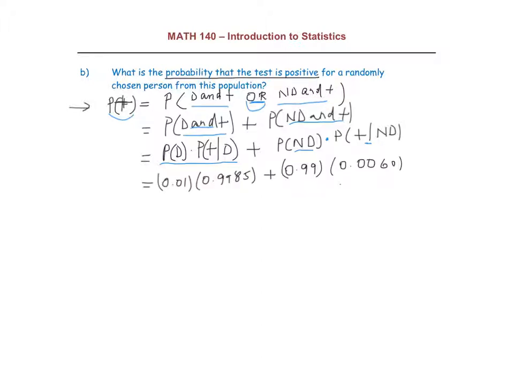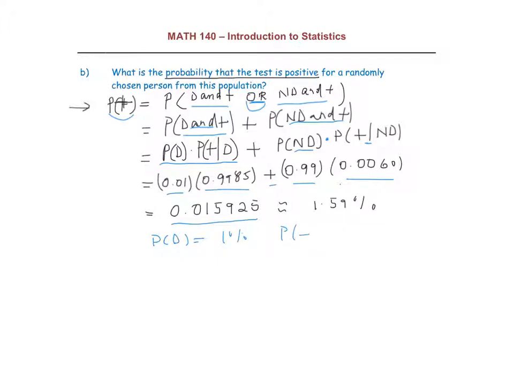Now all we have to do is plug in the probabilities. So it's 0.01 times 0.9985 plus 0.99 times 0.0060. And that is equal to 0.015925, which is approximately equal to 1.59%. So if you recall, probability that someone has the disease is equal to 1%, and the probability that someone shows positive, we just determined, is equal to 1.59%.